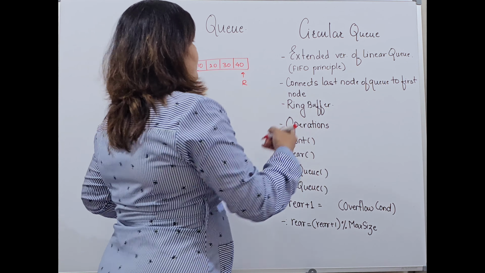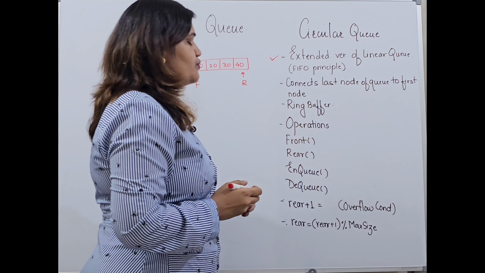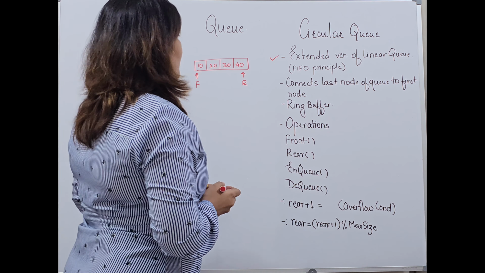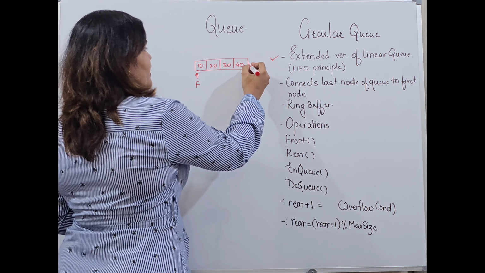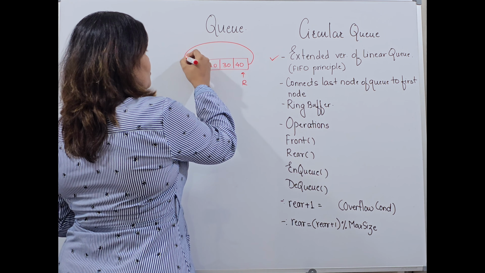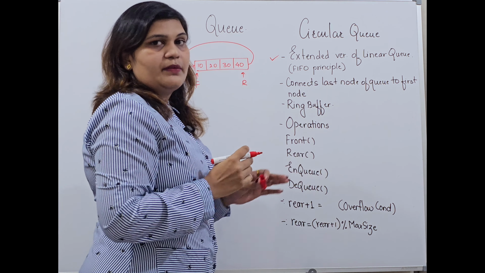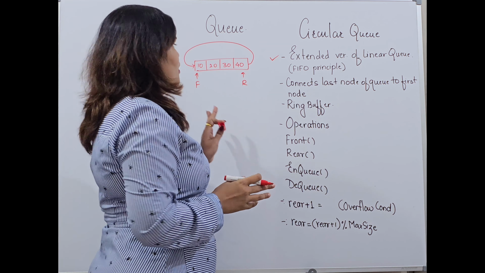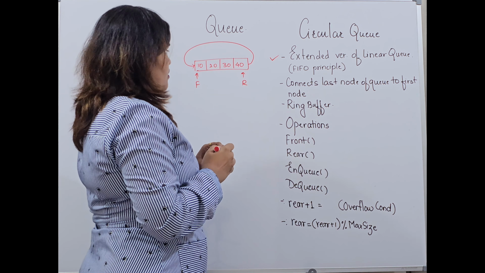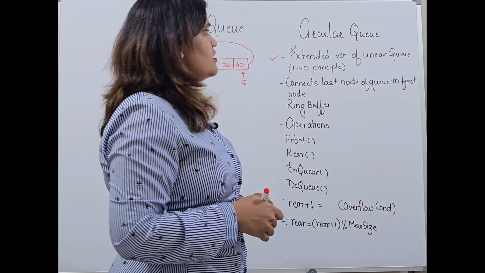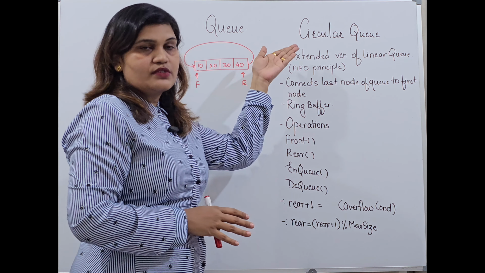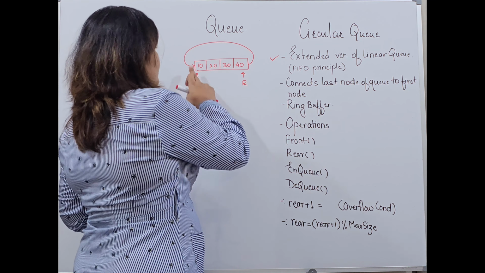The second point that it says is connects last node of the queue to the first node. Now we say it's circular, so this concept of connecting your last node to the first node is what makes it circular. Okay, we're going to understand how a circular queue works, but before that, let's try to understand why circular queues.